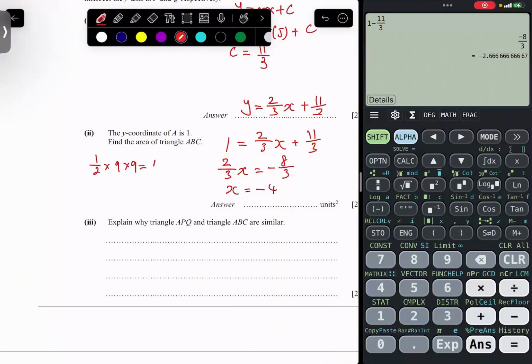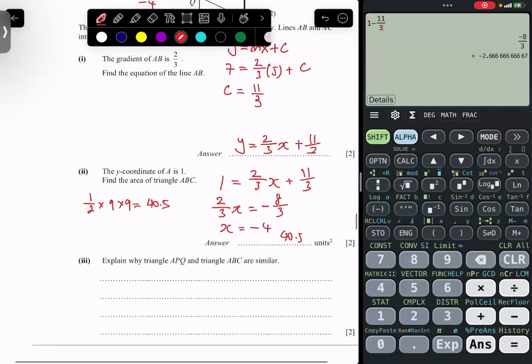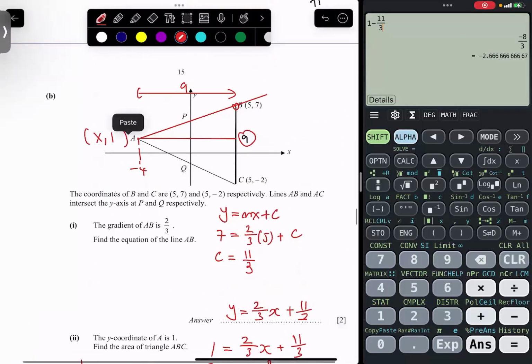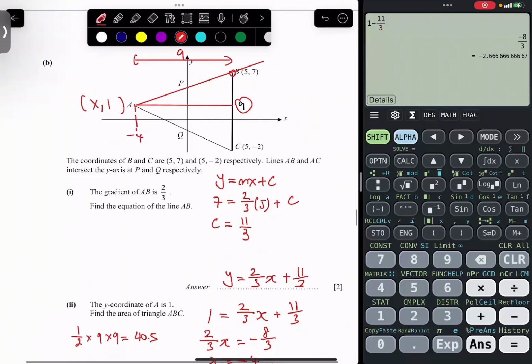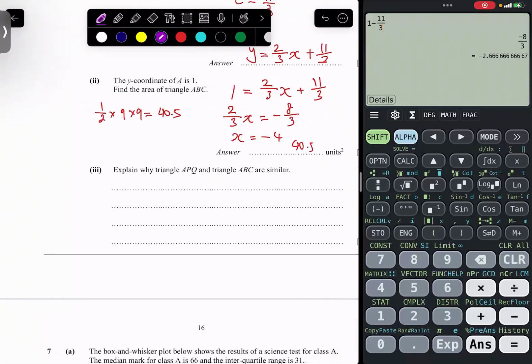So that would be 40.5 square units. Okay, explain why triangle APQ and ABC are similar. Okay, so this one is fairly simple because PQ is this vertical line, and vertical line would mean that it is parallel. So parallel, okay, will have two things, right? First is corresponding angle, second will be common angle.